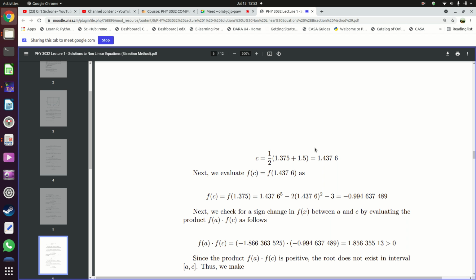After finding this midpoint of 1.4376, you want to find what is the value of the function at this midpoint. You want to find out f of c. So f of c is going to be equal to f of 1.4376. That's going to be 1.4376 to the power 5 minus 2, then 1.4376 to the power 2 minus 3, and you're going to get the value of the function at the midpoint as minus 0.994637489. This is negative.